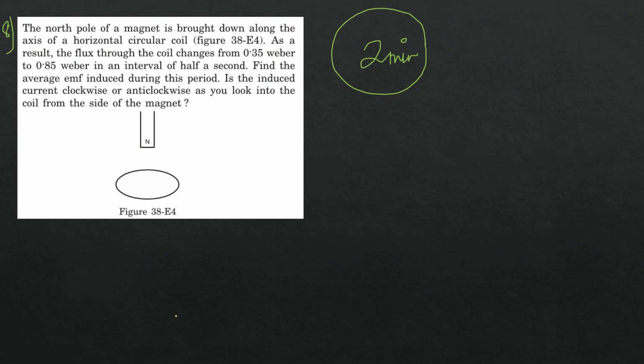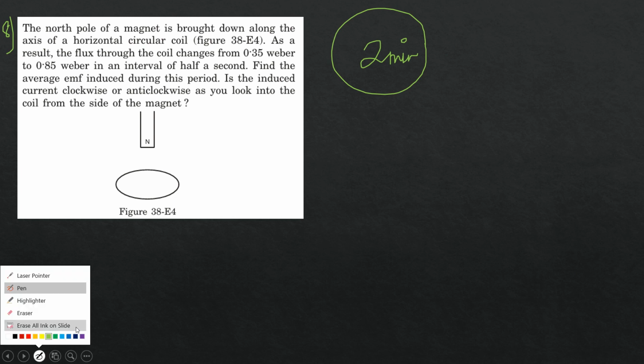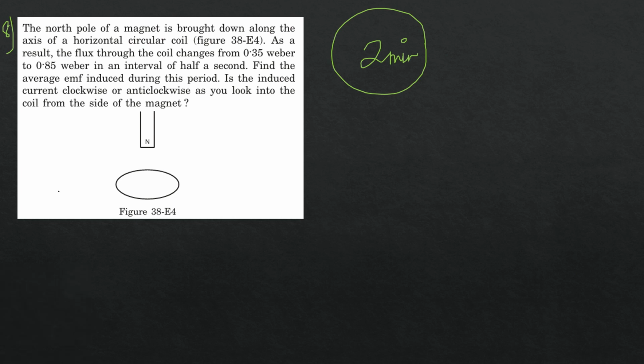Okay, so let's read the question. The north pole of a magnet is brought down along the axis of a horizontal circular coil. As a result, the flux through the coil changes from 0.35 Weber to 0.85 Weber in an interval of half a second. Find the average EMF induced during this period. You have to find E average.